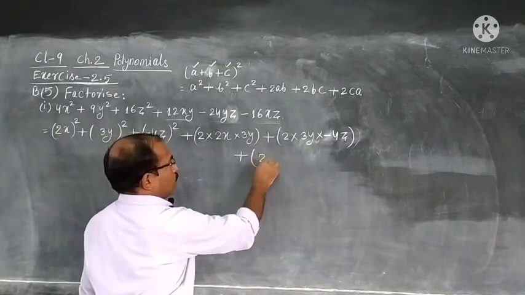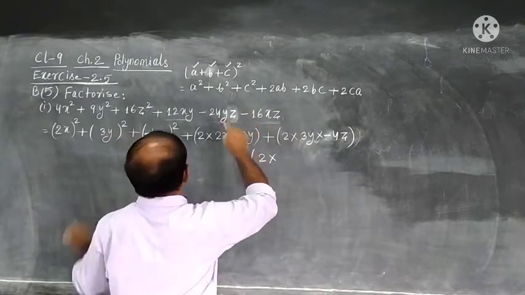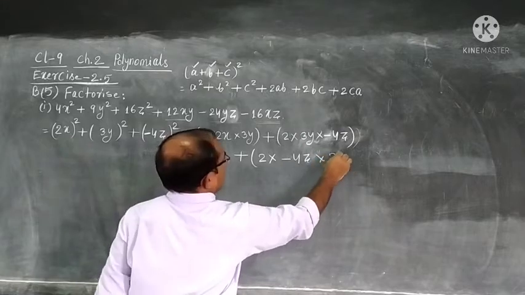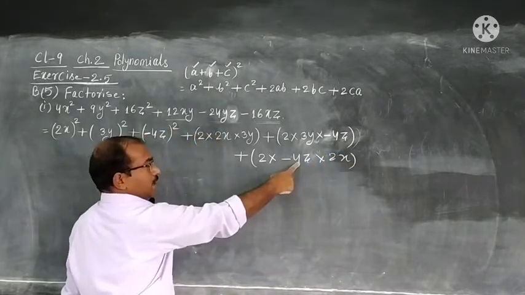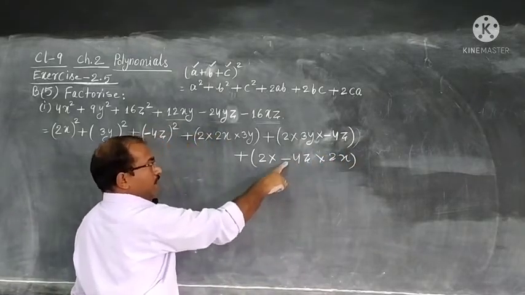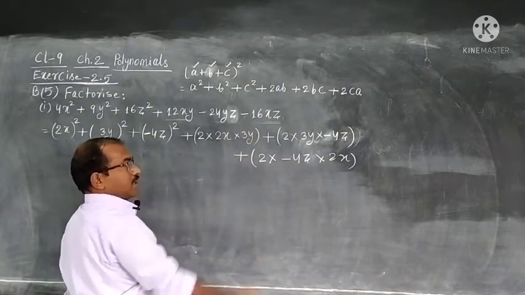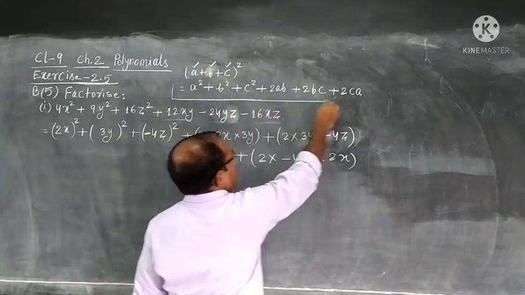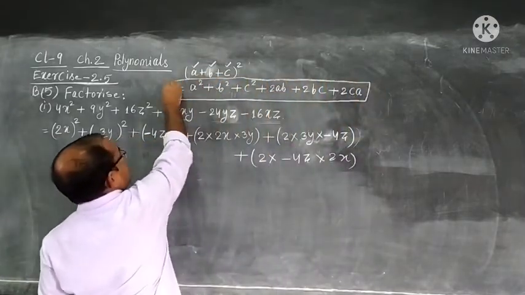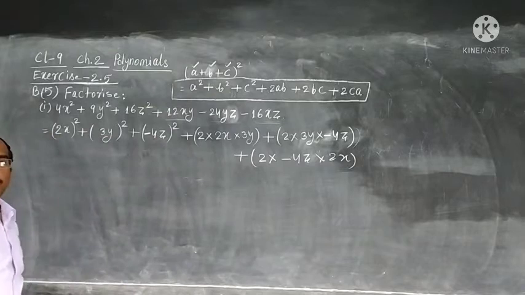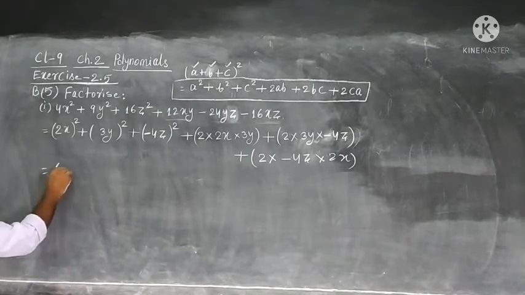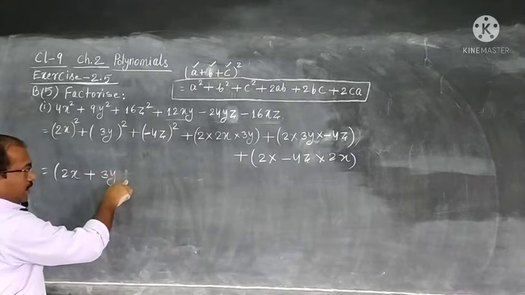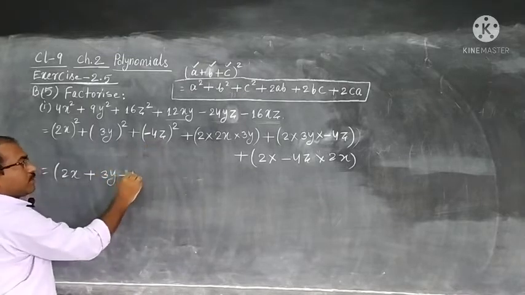Next is what? 2ca, c is minus 4z and a is 2x. So now look at this, 2 4s are 8, 8 2s are 16, it is minus 16xz. So we have arranged in this form, we have arranged this identity and this is equal to what? (a plus b plus c) whole square, and that is a 2x plus b 3y plus c, but c is what here? Minus 4z.